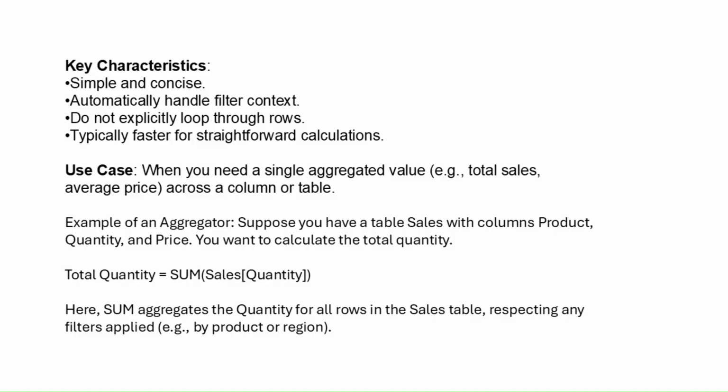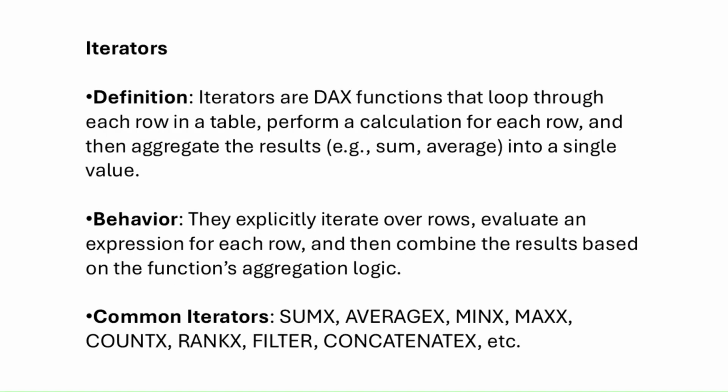Example of an aggregator. Suppose you have a table Sales with columns Product, Quantity, and Price. You want to calculate the total quantity. Total Quantity equals SUM(Sales[Quantity]). Here, SUM aggregates the quantity for all rows in the Sales table, respecting any filters applied, e.g., by product or region. Iterators. Definition: iterators are DAX functions that loop through each row in a table, perform a calculation for each row, and then aggregate the results, e.g., sum, average, into a single value.